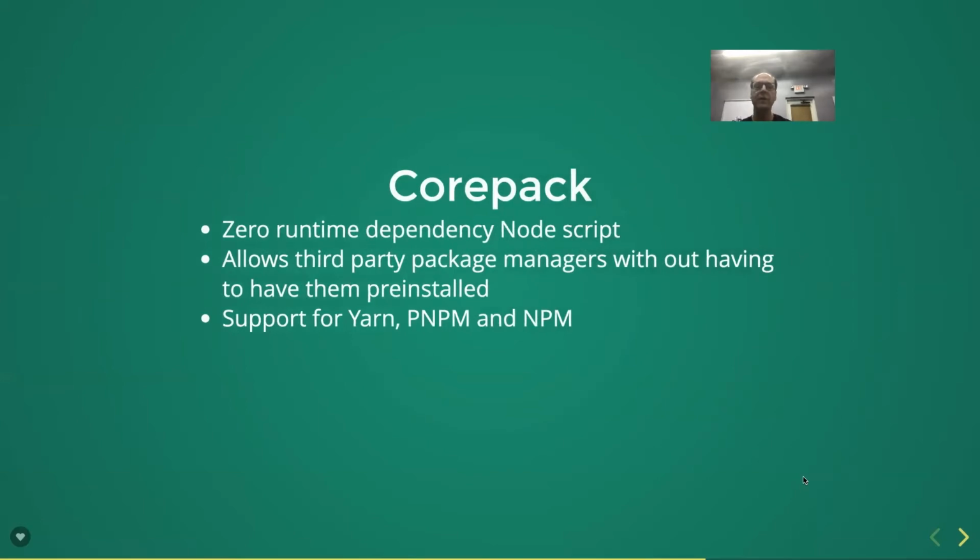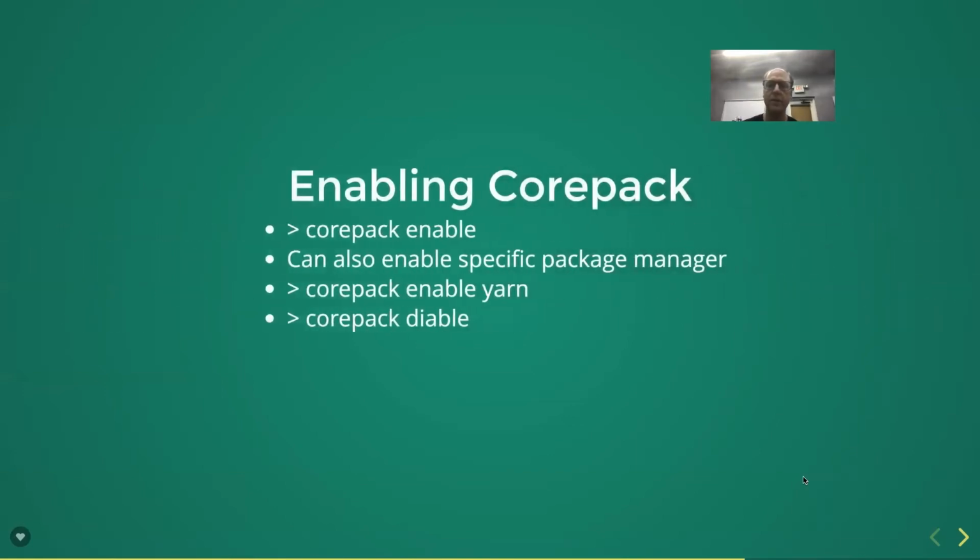So if you look at the Corepack GitHub page or repo, one of the things they'll say is a zero runtime dependency Node script, which means absolutely nothing to anybody that's reading that. What does that mean? Basically, Corepack allows us to add third-party package managers without having to have them pre-installed. Typically when you're using Yarn or PNPM, you have to install those tools globally on the system where you're using them. Using Corepack, you don't have to do that. So that's a pretty nice feature.